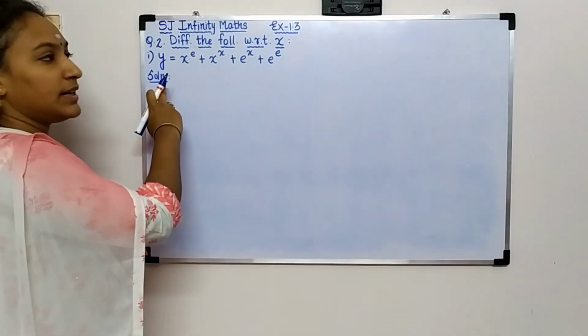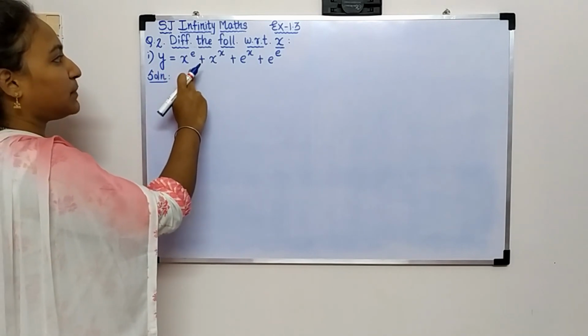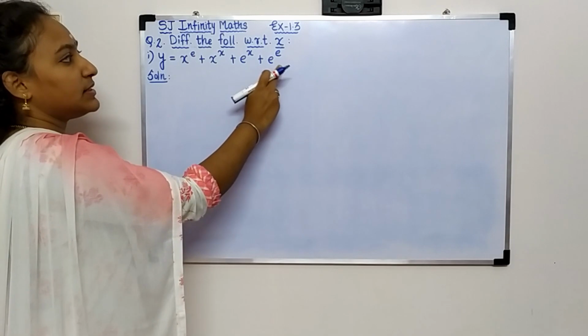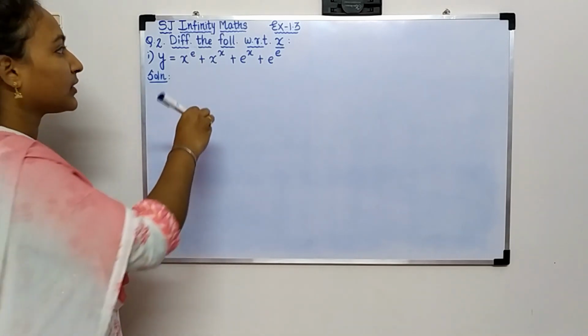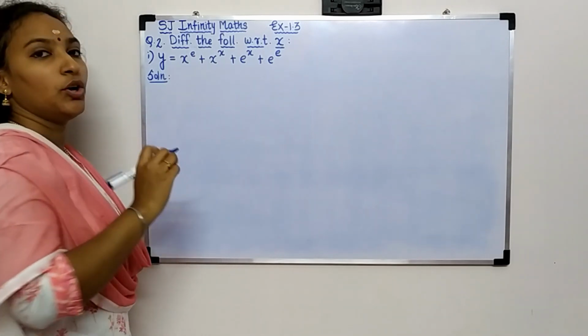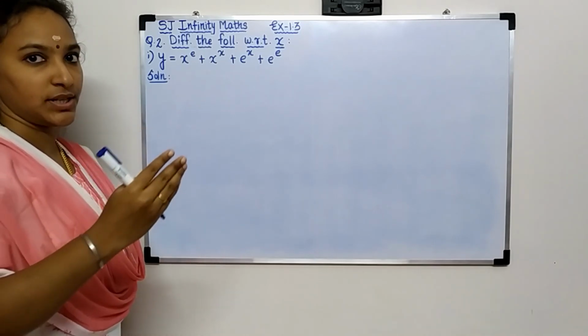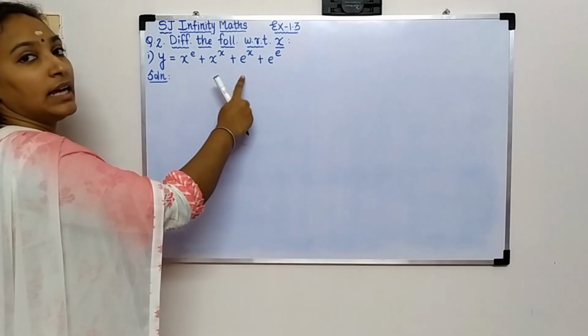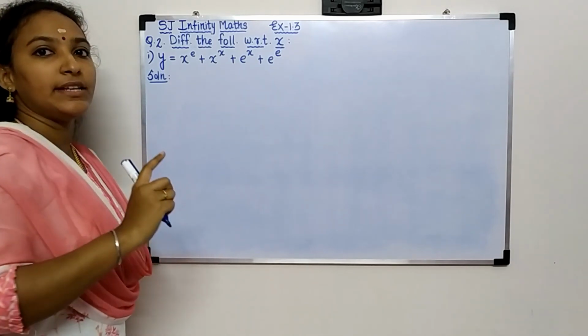See, the question number 1 given is y equals x power e plus x raised to x plus e power x plus e raised to e. This is the addition of 4 different functions. They are x power e, x raised to x, e power x and e raised to e.